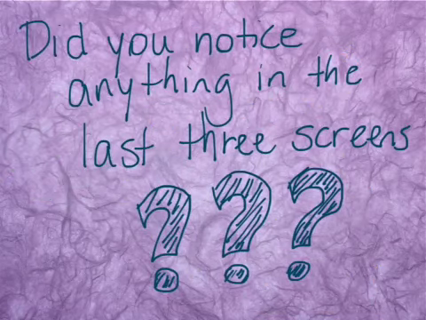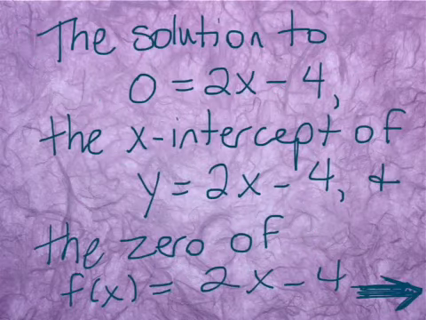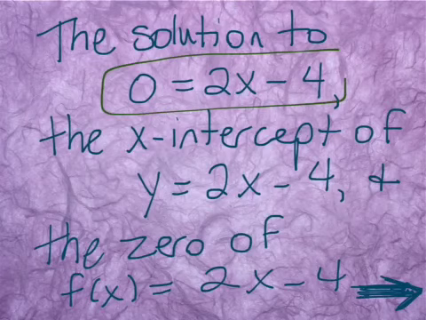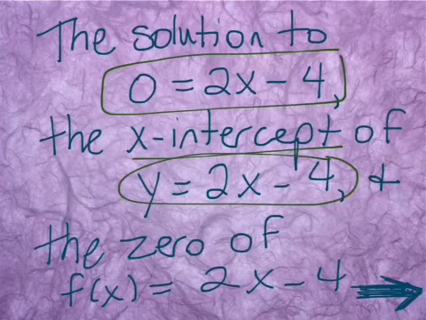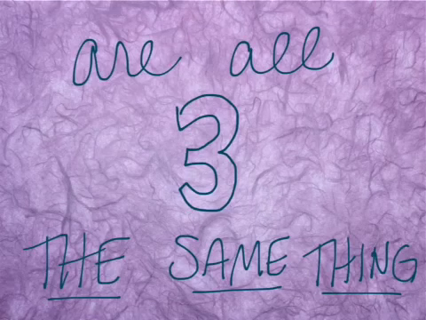So what did you notice? The solution to 0 equals 2x minus 4, the x-intercept of y equals 2x minus 4, and the zero of f of x equals 2x minus 4 are all three the same thing. And that's pretty much the moral of our story.